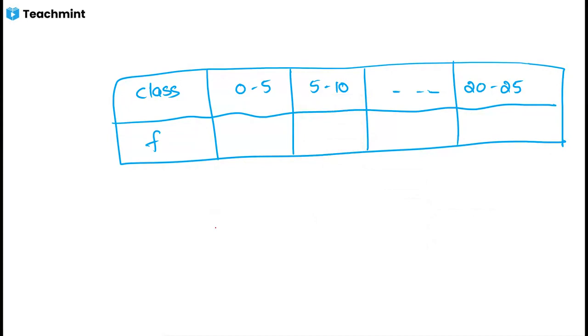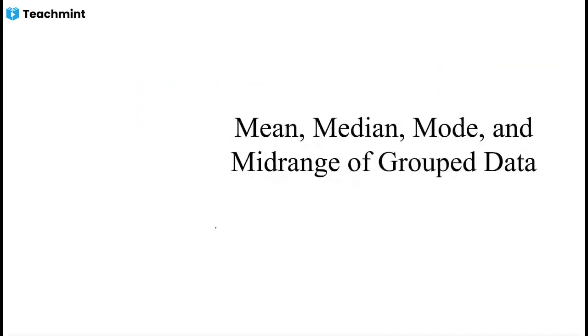Now sir, how to handle this? Mean, mode, median, and range we'll focus on later. Variance and standard deviation we'll also discuss.